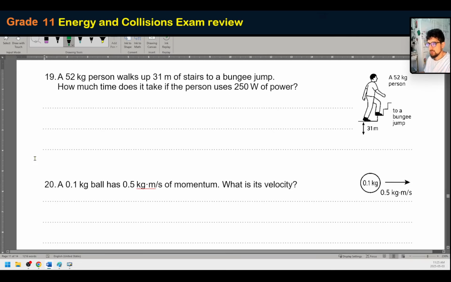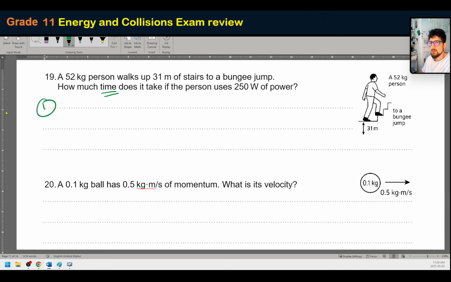Oh, these are some nice easy ones. A 52 kilogram person walks up 31 meters of stairs to a bungee jump. How much time does it take if the person uses 250 watts of power? So we've got a couple of formulas we need to know, but the first thing is how much time. So we need to work out time. The first thing I need to know is how much energy the person actually used to get to the top of the stairs, and the other thing I need to do is work out the time.